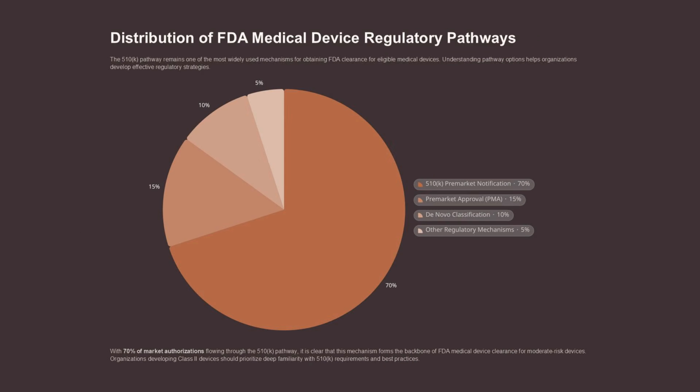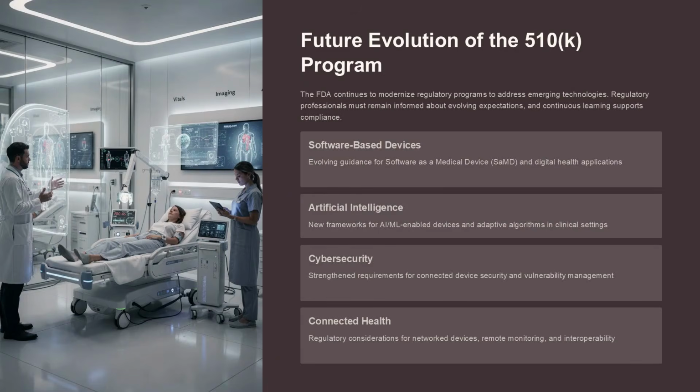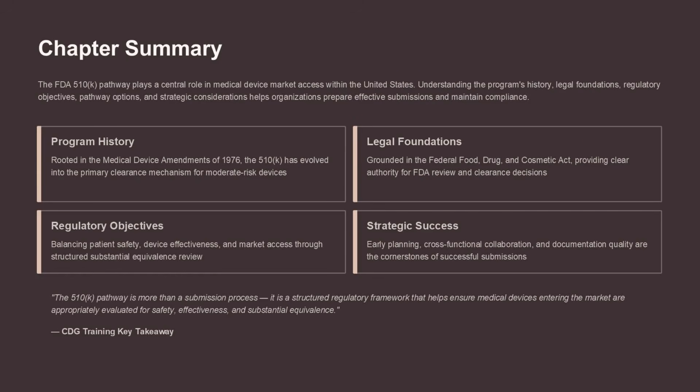The 510(k) pathway is a major route for FDA clearance, with most market authorizations flowing through this process. Successful 510(k) programs rely on strong regulatory strategy, predicate selection, and cross-functional collaboration. The FDA is modernizing the 510(k) program to address emerging technologies, ensuring compliance and supporting innovation. The 510(k) pathway plays a crucial role in medical device access, balancing safety, effectiveness, and market success.